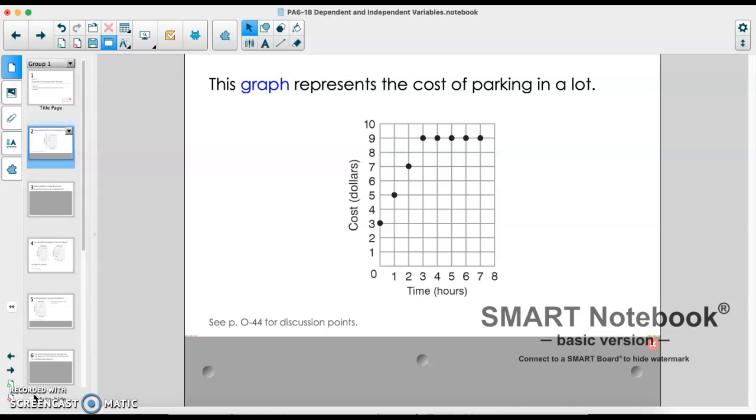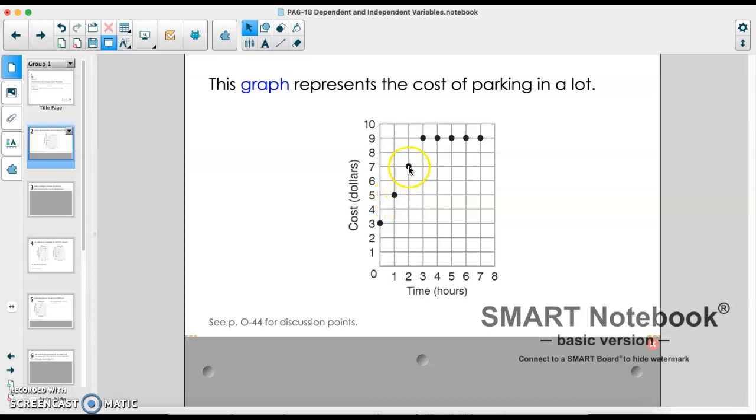So here's the first question. How much would you pay for entering the parking lot even before you park your car there? If we head over right here at 0 hours, it's going to cost us $3 just to get into the lot. Okay, second question then. How much does it cost to park for 1 hour? Well, it's that $3 plus an extra $2. And so it would cost $5.